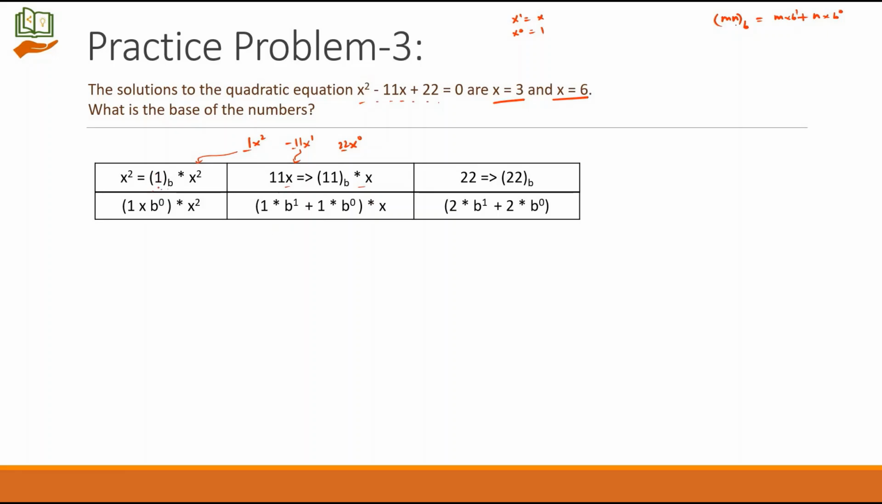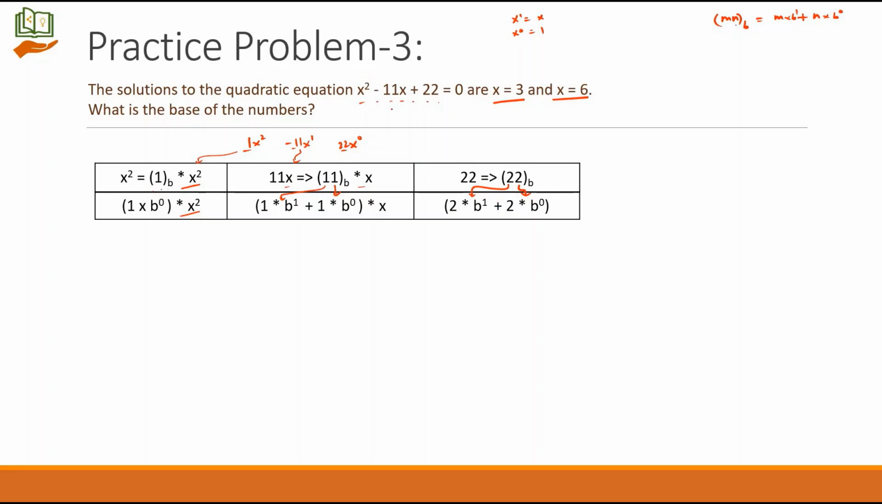Since only 1 is present, the first power will be b power 0. So 1 into b power 0 into x square will stay as it is. Regarding 11 to the base b, we can split it as 1 into b power 0 plus 1 into b power 1. Regarding 2 to the base b, this 2 will have 2 into b power 0 and this 2 will have 2 into b power 1. This is how we will be expanding the coefficients.